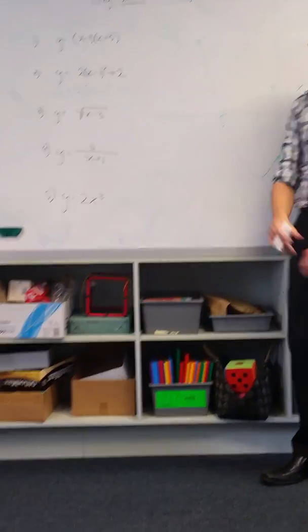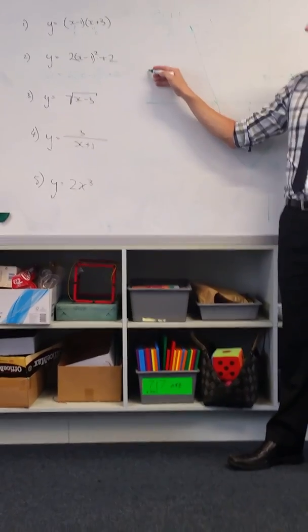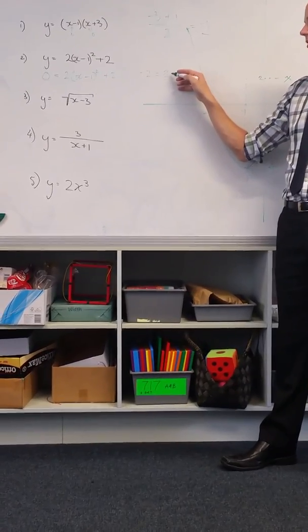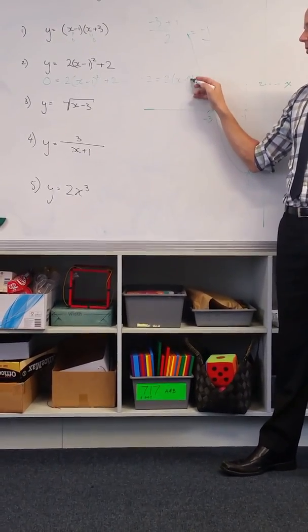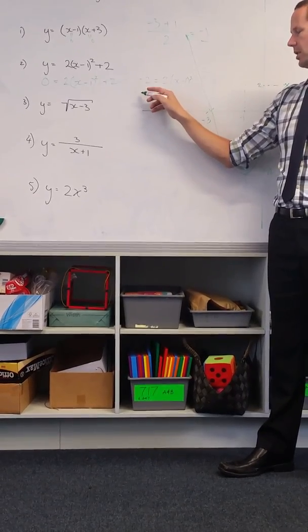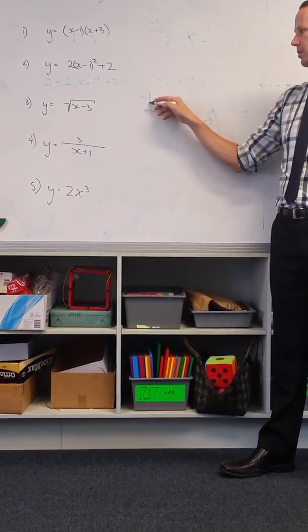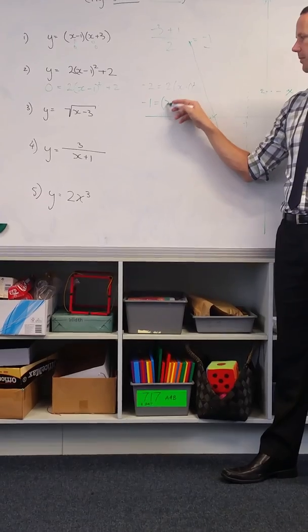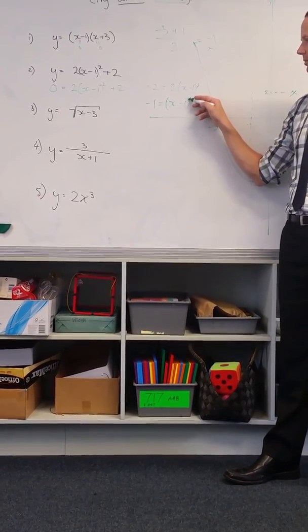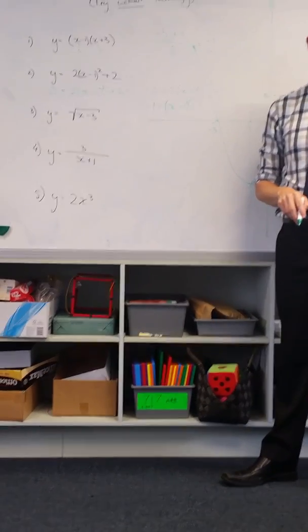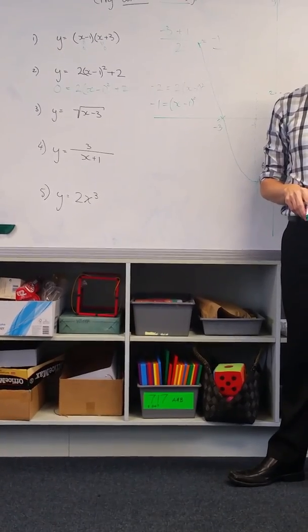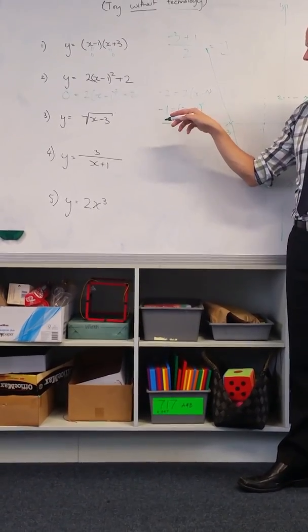Can you see that if I shift the 2 across, you get minus 2 equals 2 bracket x minus 1 squared, and then if I shift the 2 across, 2 divided by 2 is minus 1. Now I'm in trouble, aren't I? Because you can't take the square root of a negative.